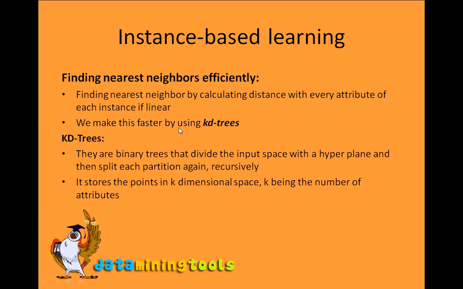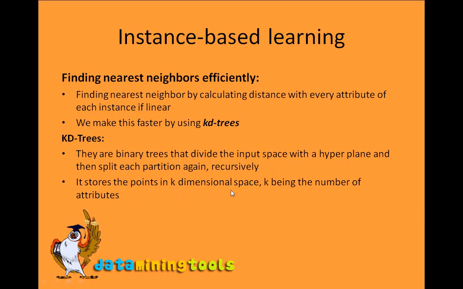We do this by using a data structure called a k-dimensional tree. K-dimensional trees are binary trees that divide the input set with a hyperplane and then split each partition again recursively. It stores the points in k-dimensional space. By points we mean basically the instances belonging to the training set, k being the number of attributes.